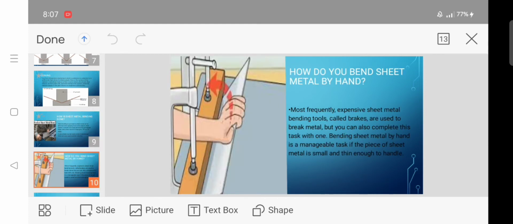How do you bend sheet metal by hand? Most frequently, expensive sheet metal bending tools called brakes are used to bend metal, but you can also complete this task by hand. Bending sheet metal by hand is a manageable task if the piece of sheet metal is small and thin enough to handle.